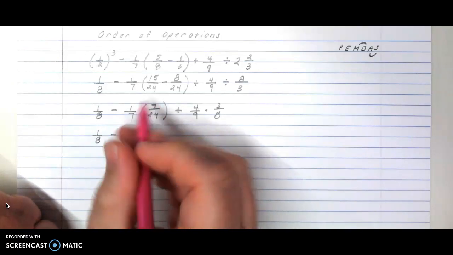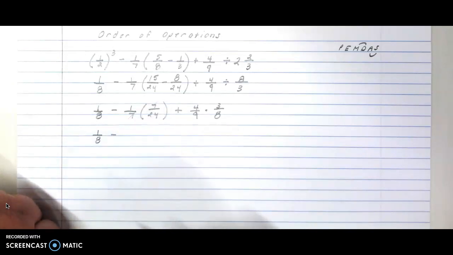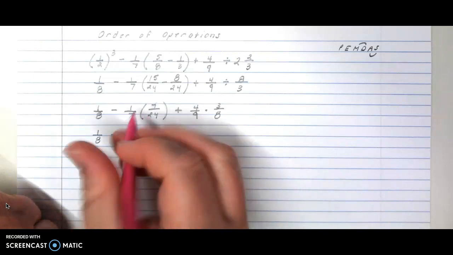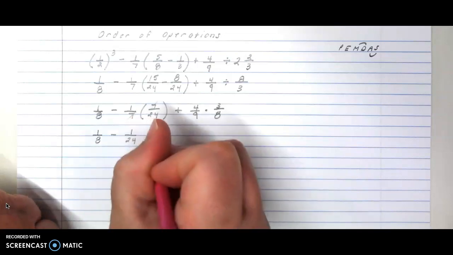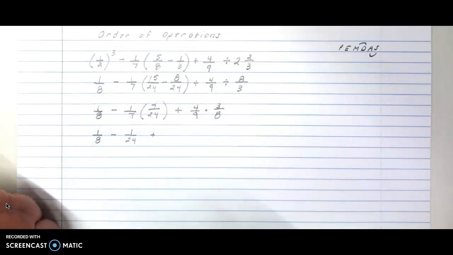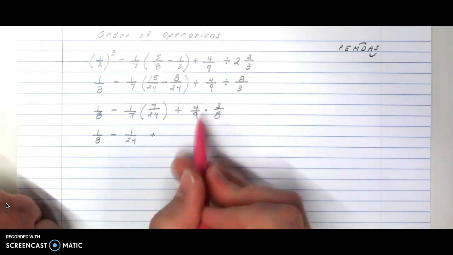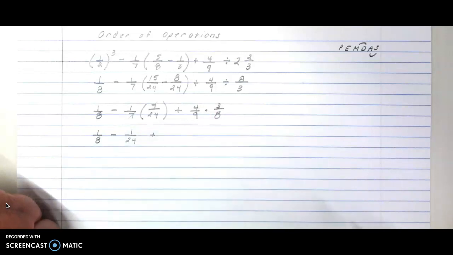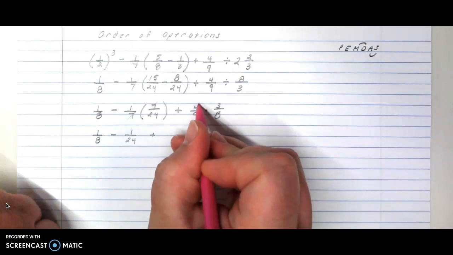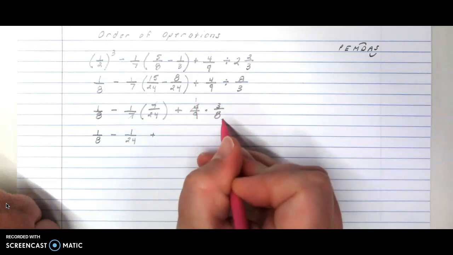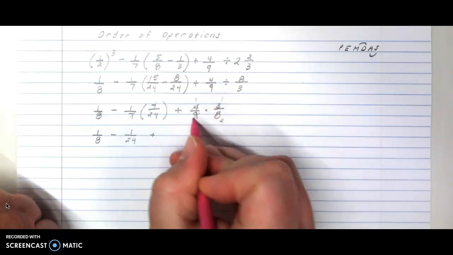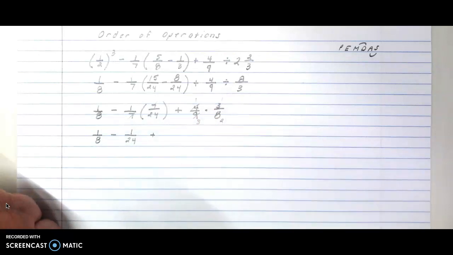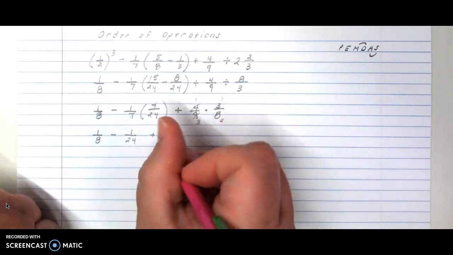If we look at this, we can do some cross cancellation here. The 7's cancel and we're going to be left with 1 over 24. Plus, and we could do a similar thing over here with 4/9 times 3/8. If we look at some cross cancellation, 4 over 8 is 1/2, and 3 over 9 is 1/3. So if we multiply 1/3 times 1/2, we get 1/6.